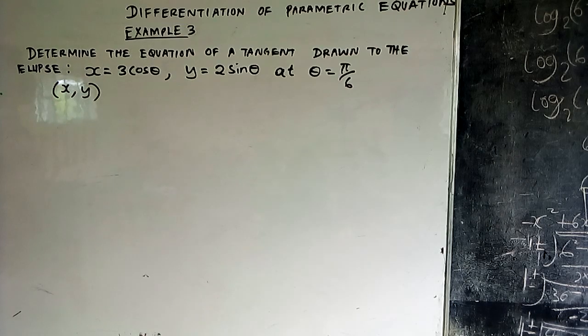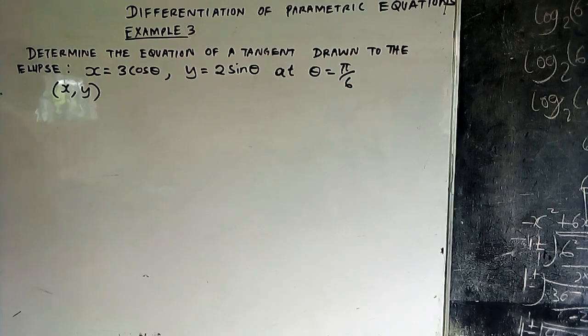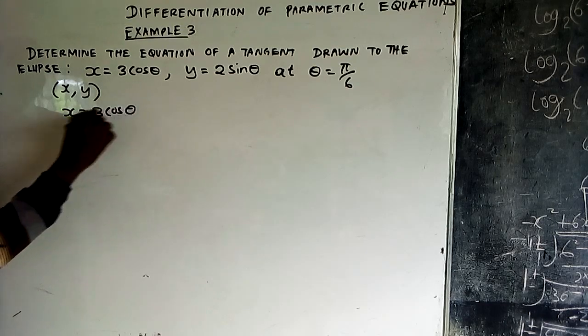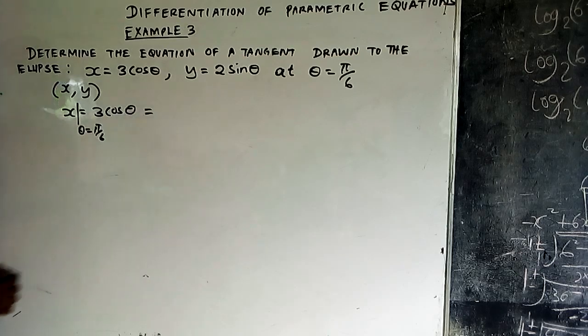So you are asking yourself, what is the value of x when theta is pi over 6? And you know pi over 6, if you change it to degrees, that is 180 divided by 6, you get 30 degrees. So what is x? X is 3 cos theta. So at a point when theta is pi over 6, you get x to be 3 cos 30 degrees, or cos pi over 6 in radians.